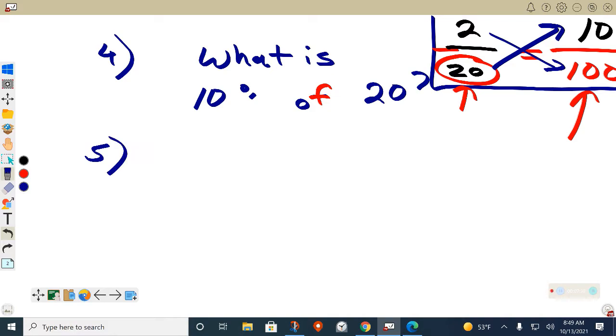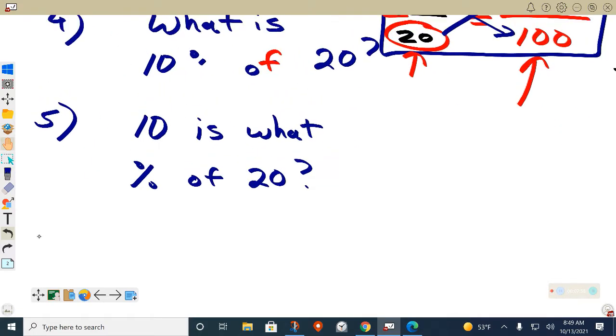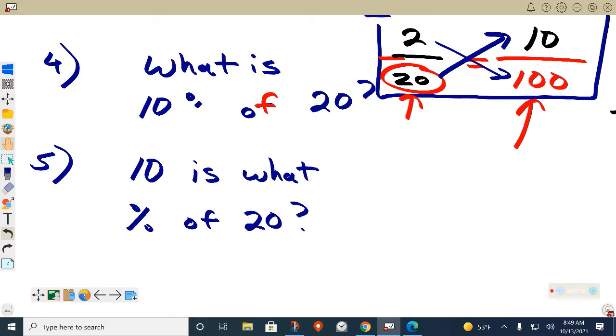We got number 5. 10 is what percent of 20? What the? This looks like number 4. Isn't it the same? It's not the same, huh? Same numbers, but I worded it different, and that makes all the difference.